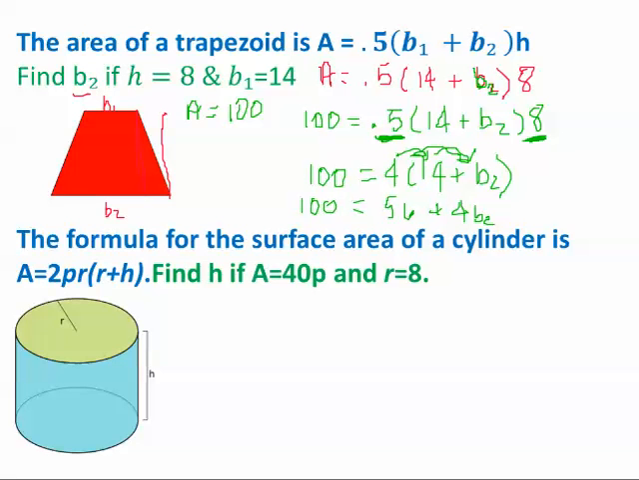I think to solve this, I need to subtract the 56. And I'm going to do this without writing it all down. I'm going to subtract the 56. Then I'm going to divide by 4. So it's 100 minus 56. That answer divided by 4 tells me that the base 2 must be 11. So I solved in my calculator without showing my work and got that this B2 is equal to 11. Solved this guy right here.